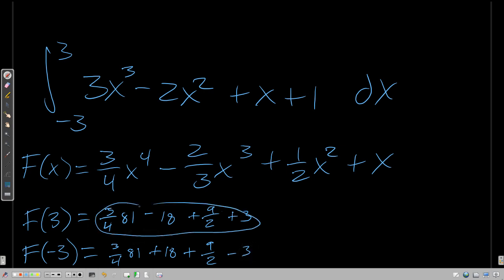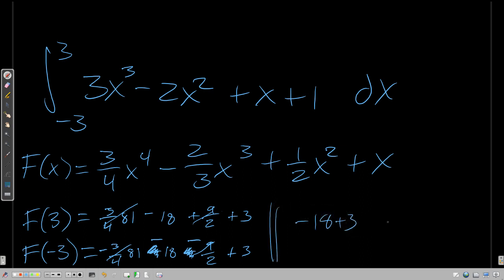And then it's going to be this minus this, so the sign of all of these down here would change. And now I can see what's going to cancel out. This and this would add up to 0, and this would add up to 0. So you get minus 18 plus 3 minus 18 plus 3. And so that right there is just minus 15 minus 15, and so you get minus 30. Okay, good deal.